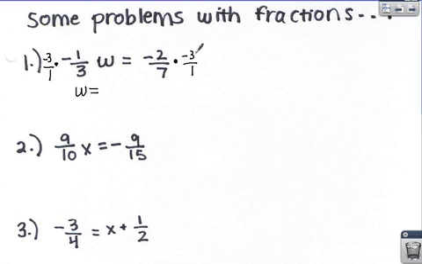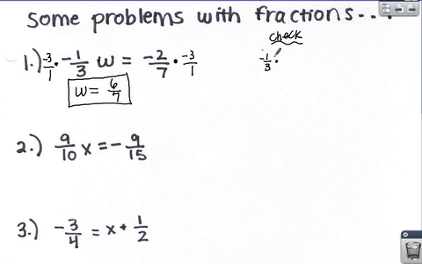Now on the other side, I check to see if I can cross-reduce, which I can't in this case, so I multiply straight across and get 6 over 7. So w equals 6 over 7. Now when I check this, I have negative 1/3 times w, which we said is 6/7, and I want to see if that equals negative 2/7. Well, I can cross-reduce, so 1 and 2, and I do get negative 2/7. So our plan worked.